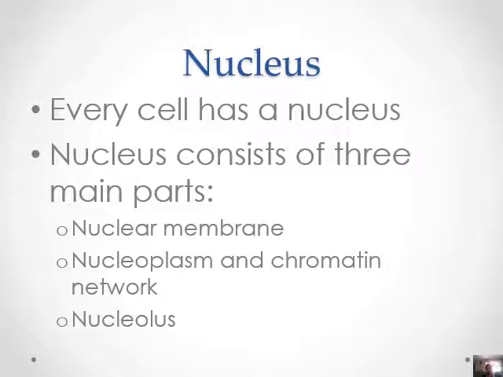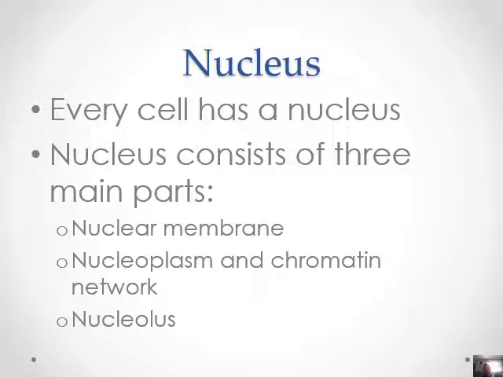Okay, so let's have a look at the nucleus itself. There is a nucleus in every single cell. And even if the original cell lost its nucleus, it had to have had a nucleus as well, because it needs to tell the cell what to do, when to do it, how to do it. So the instructions come from there, and that's why a lot of the time it's called the brain of the cell. It's made out of three main parts, and this is the nuclear membrane, nucleoplasm, and chromatin network, and then finally the nucleolus.